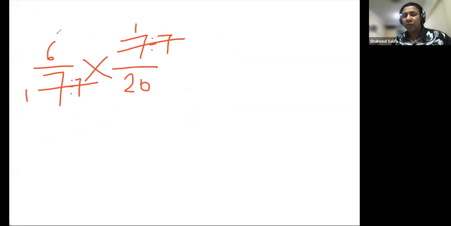Now, these two, 6 and 20. What is a number both of them can divide by? It's 2. 6 can divide by 2, and 20 can divide by 2. Ask yourself, what times 2 equals 6? What times 2 equals 20? Then you find the answer. 6 divided by 2 is 3, 3 times 2 is 6. 20 divided by 2 is 10, 10 times 2 is 20.